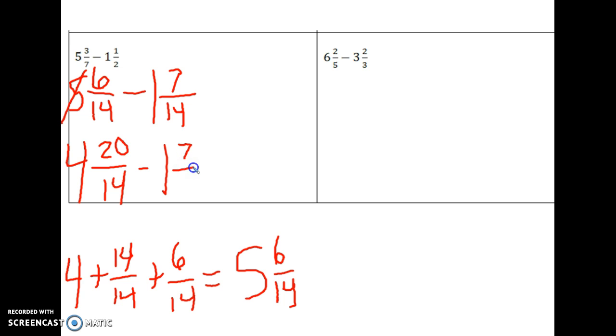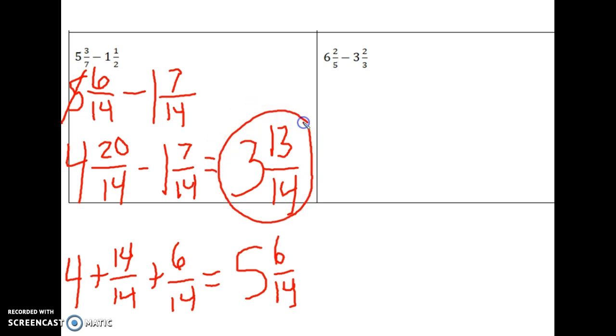Subtract the numerator first. 20 minus 7 gives me 13. I have 13/14. The denominator does not change. 4 minus 1 is 3. Is it in lowest terms? Yes, it is, so I'm finished.